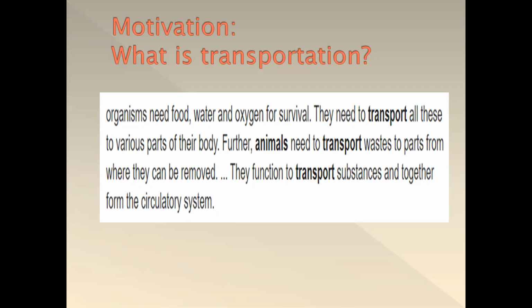So these food, water and oxygen should be transported to all various parts of the body. How is it possible? And the energy that has been utilized from the food, water and oxygen, and the rest of the waste, has to be removed from the body. So how does it go in the animals and how is it possible in the plants? They function to transport substances and together form the circulatory system. So this is the overall view of transportation.